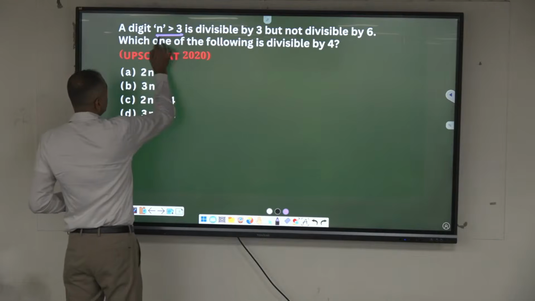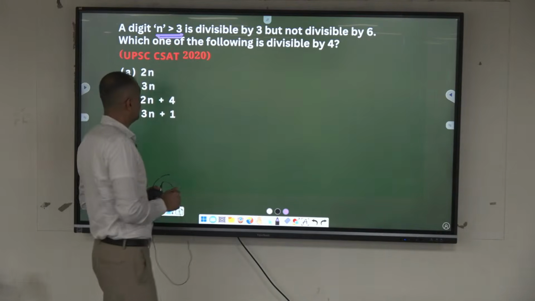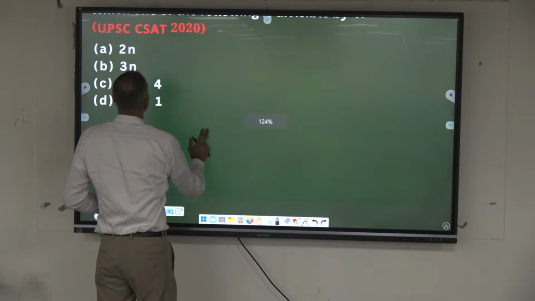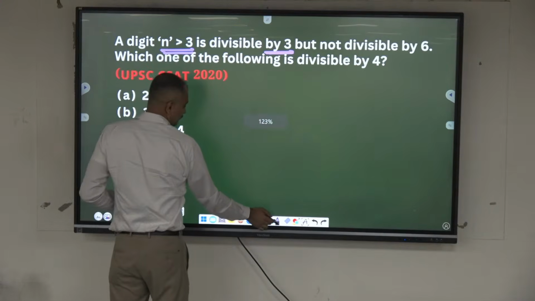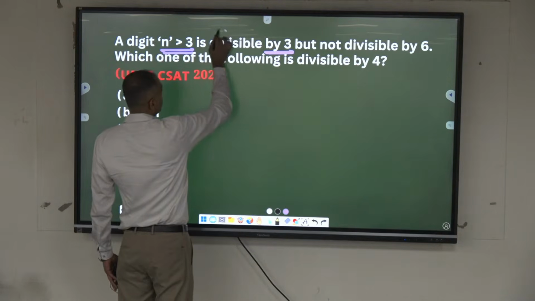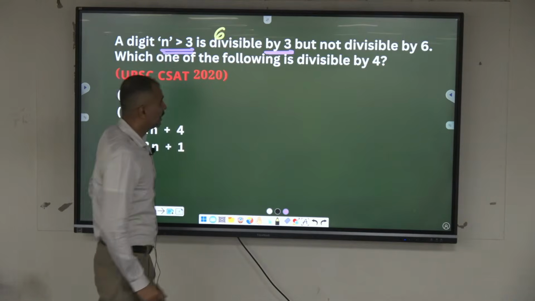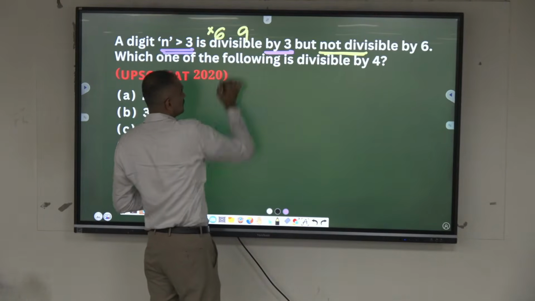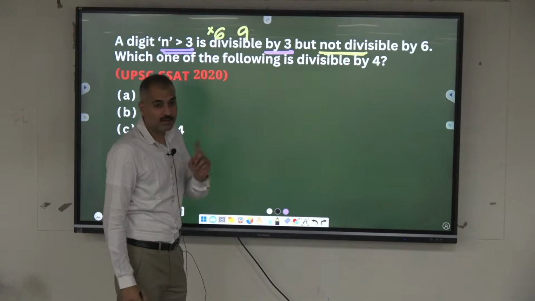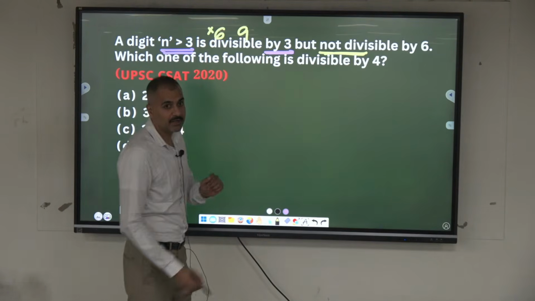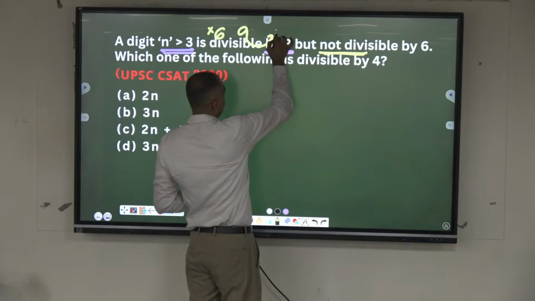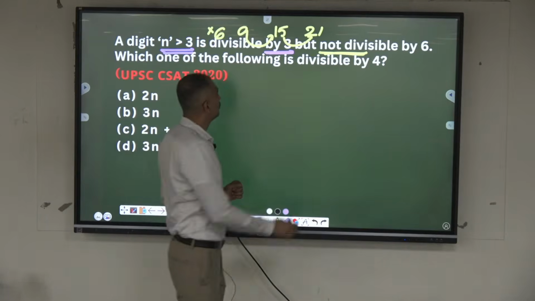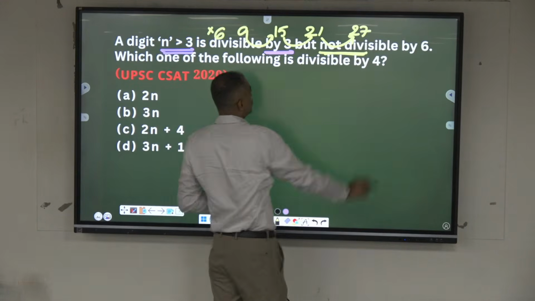A digit n greater than 3 is divisible by 3. Give me an example. 5? Can I take 6? He says not divisible by 6. Hence, can I take 9? Yes. Okay. Can I take 12? No. Can I take 18? No. Can I take 15? Yes. So for every 6 numbers from here, 15, thereafter 21. There has to be a gap of 6, right? Similarly 27, and so on.